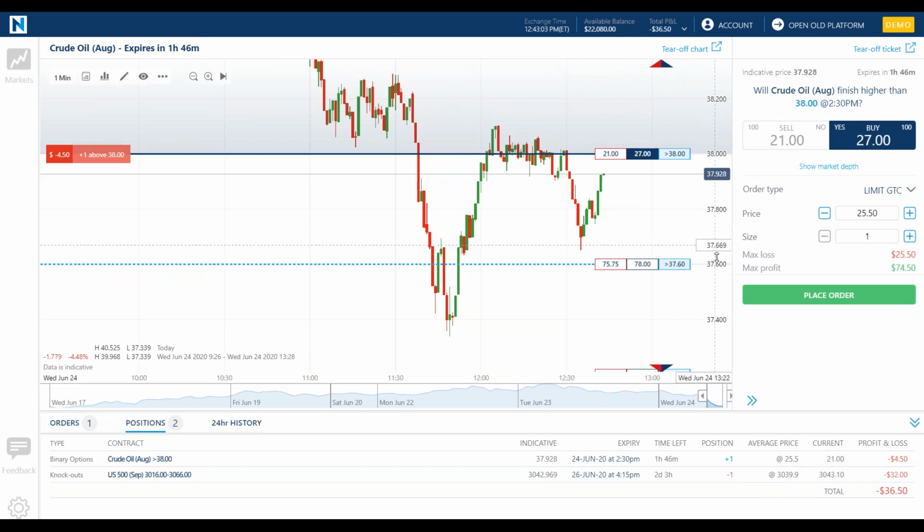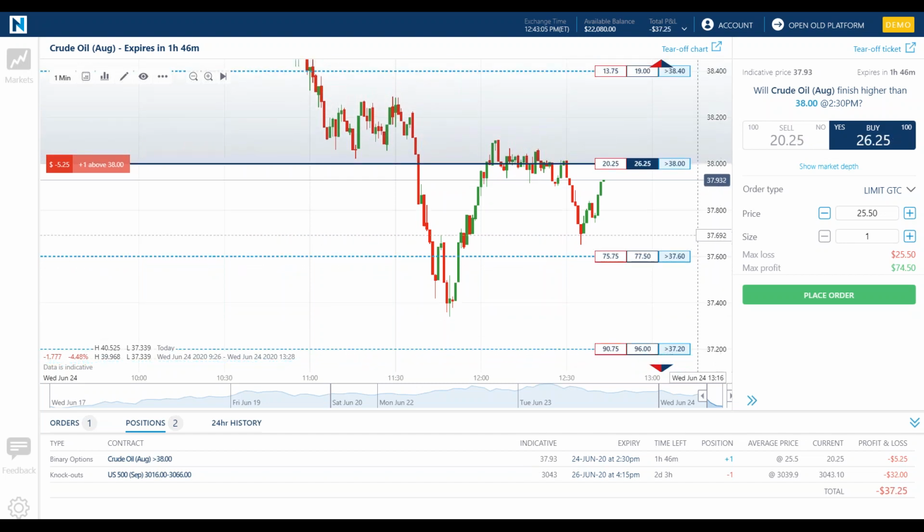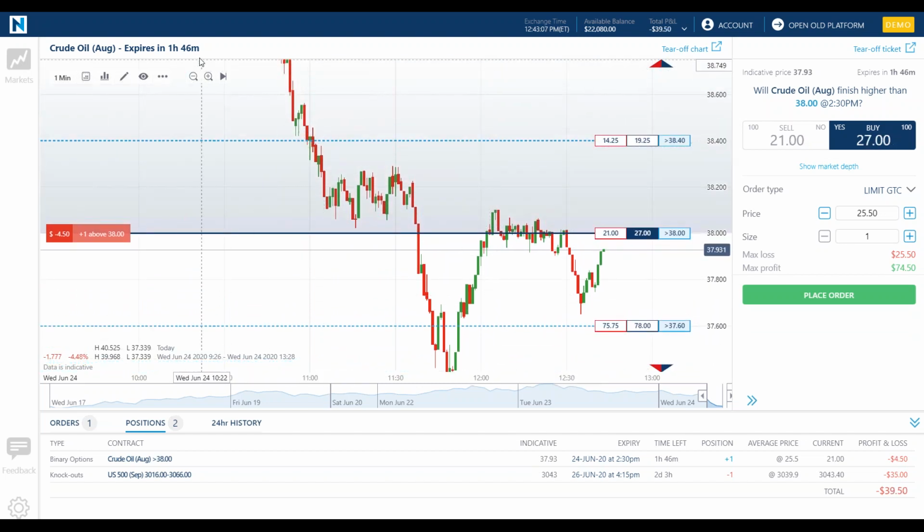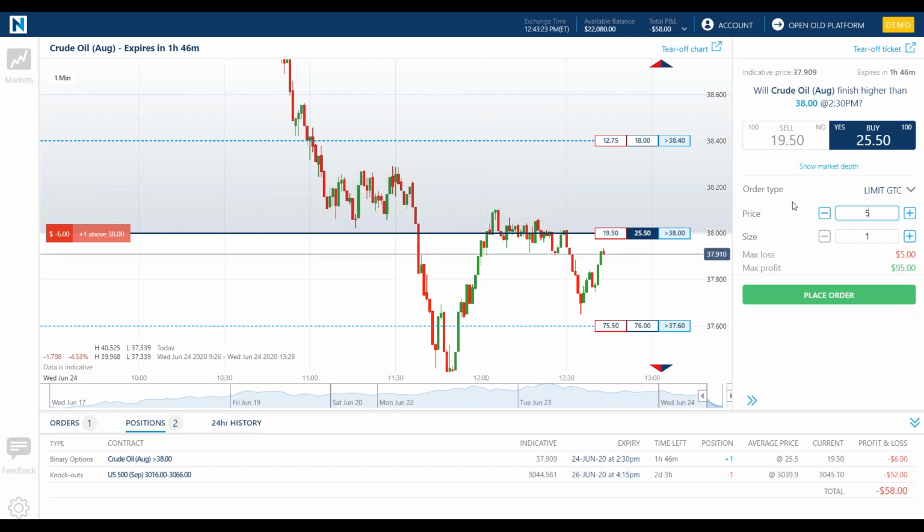Now, I don't have to wait until settlement to see what happens. This is going to settle in an hour and 46 minutes. If oil keeps going higher, the price of this might go to 50.50. And if I wanted to, I could potentially sell it. I paid 25.50. Maybe I would want to sell one higher, just at 50, up above. If it were to continue to go higher, I can place that order.